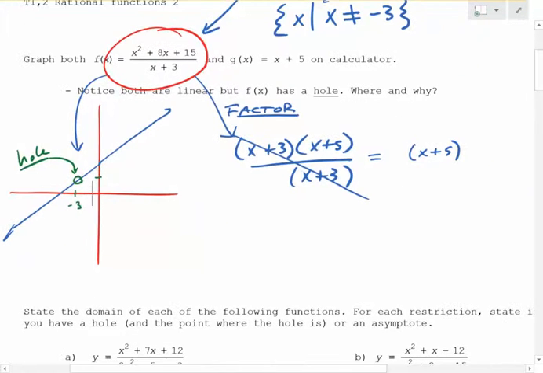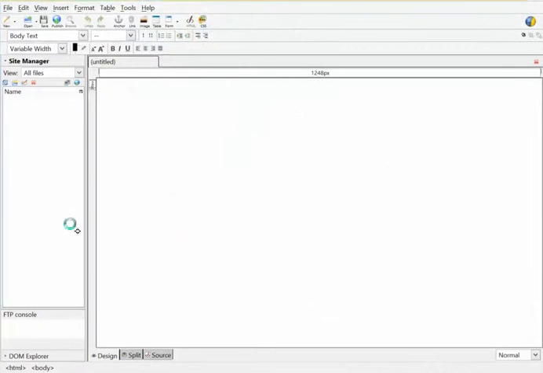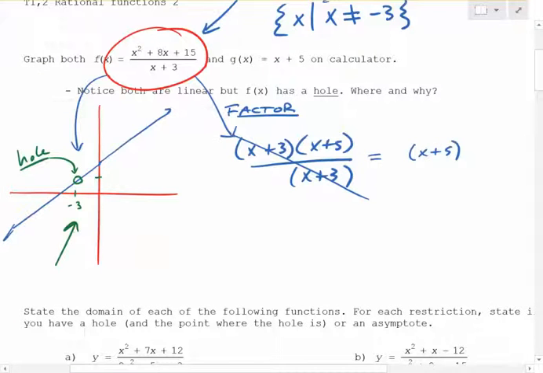Nope, you don't need a limit. What's the x coordinate of the hole? Negative 3 is the x coordinate, right? What do you plug it into? X plus 5. What's negative 3 plus 5? 2. So what's the coordinate of that hole?